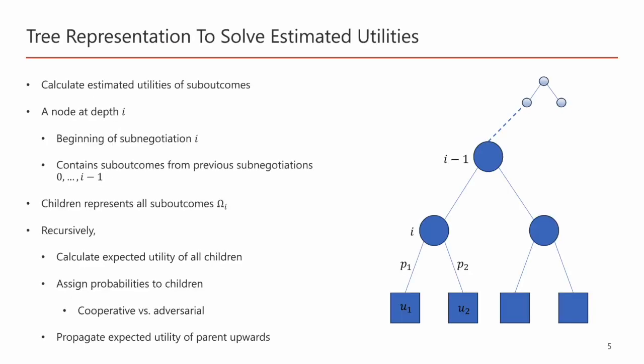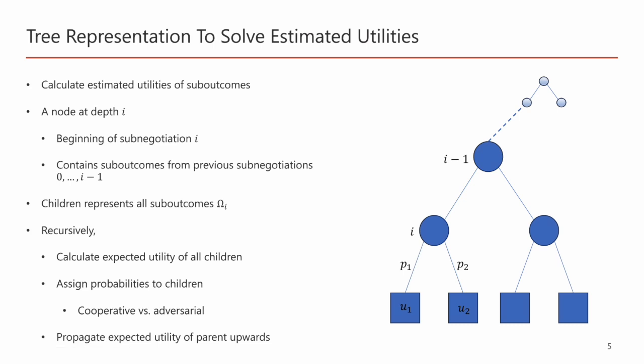The outcome space is a tree. So take a node at depth I. This is the beginning of sub-negotiation I, and it contains the sub-outcomes as its state from the previous sub-negotiation 0 through I minus 1. Its children represent all the sub-outcomes that are possible in the sub-negotiation, so U1, U2. What we want to do is calculate the expected or estimated utilities of these sub-outcomes. We do this through a recursive process.